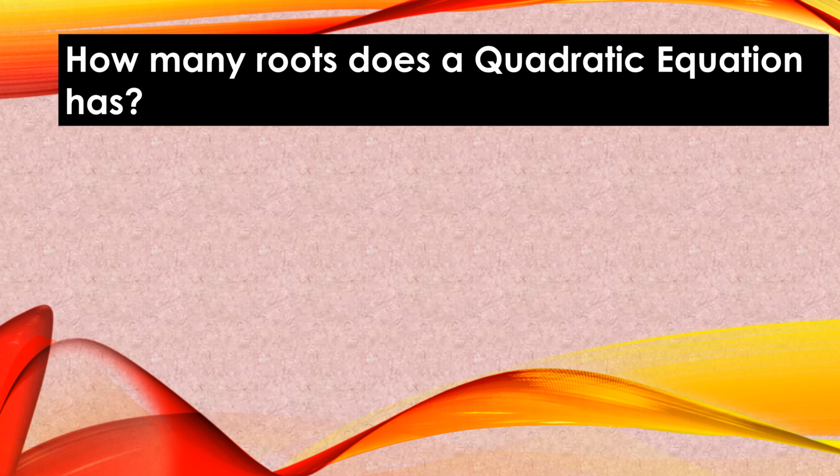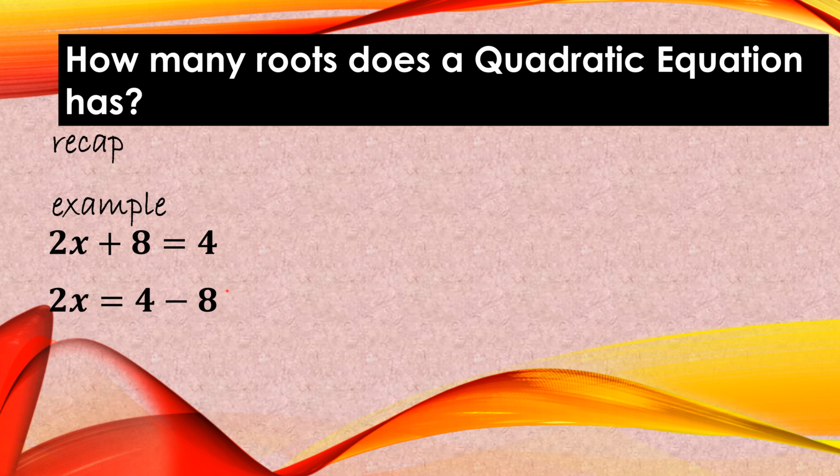Okay, so before anything else, let us have this question. How many roots does a quadratic equation have? So let us have a recap. An example is 2x plus 8 is equal to 4. We have already known that if we are going to get the value of an unknown, it should be placed on the left and the constant should be on the right. So therefore, 2x is equal to, the positive 8 will be transposed, then it will become negative 8. So far, 2x is equal to negative 4.